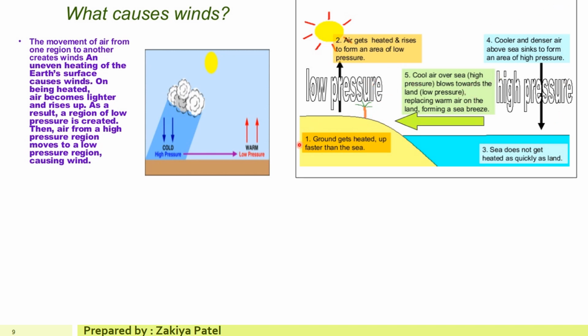Once again, dear students, at the ground level, the ground gets heated up faster than the sea. The air which is present on the ground gets heated and rises to form an area of low pressure. Now, the sea does not get heated as quickly as land, so cooler and denser air from the sea creates high pressure. The air from high pressure moves towards low pressure. This is all about the daytime. Now what happens during night time? Vice versa. It will be completely opposite at night.